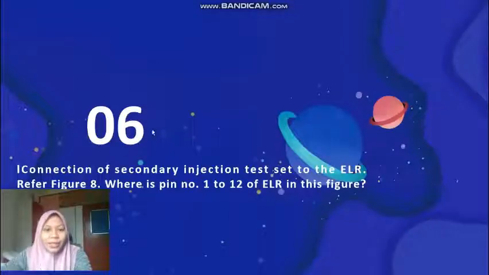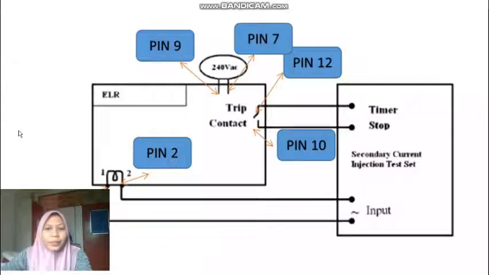The last question for me, question number 6, the connection of the secondary injection test set to the ELR. So, we must refer to figure 8. Where are pin number 1 and 12 of the ELR in this figure? So this is figure number 8. Here are pin number 1 and 2. Here pin number 7 and pin number 9 connect to the power supply, and this is pin number 10, and this is pin number 12.